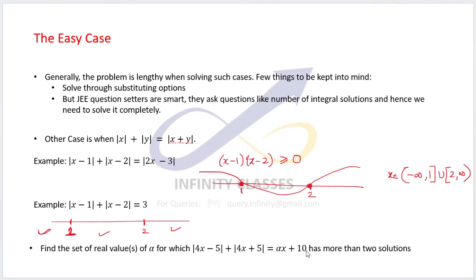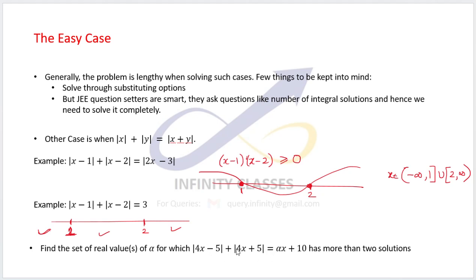Okay. So one of the questions here: find the set of real values of alpha for which this is equal to this and has more than two solutions. Now, since it has more than two solutions, that means, and it's an equal to sign, right? And it has many solutions. Generally, equal to sign will have only one solution, and since mod is involved, we can expect two solutions. But then they are saying that it has more than two solutions. That means basically this equality is holding up for multiple values of x. So what is the value of alpha?